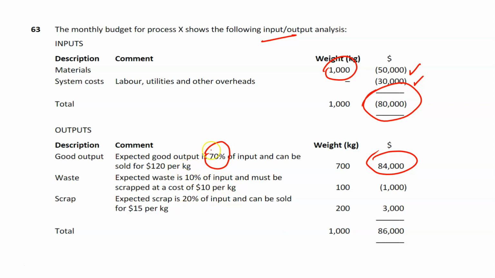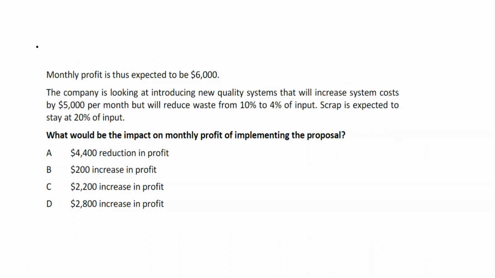So these are why we don't have 100 pure kilograms coming out. We have some waste, which is normal, of 10% of input, and then you have expected scrap of 20%, so 70 plus 10 plus 20 make 100. Scrap of 20% of input can be sold for 15. So we can still make something of this, which is why this adds on to our income. So we now have 86,000. Compare the two, and monthly profit is expected to be 6,000.